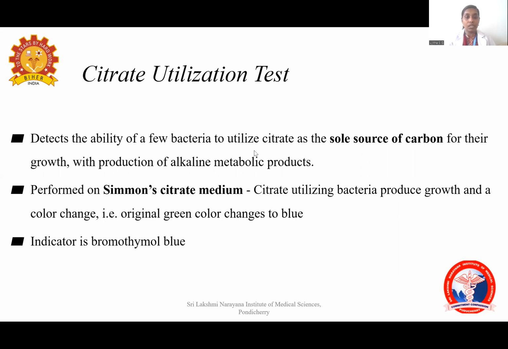In this citrate utilization test, we are using an indicator called bromothymol blue. Bromothymol blue is the indicator used for citrate. You perform it in a medium known as Simmons citrate medium. If the organism has utilized citrate as a sole source of carbon, the alkaline byproducts which are produced will convert the color of the indicator, bromothymol blue, from the original green color to blue color. So the color of the positive reaction is blue. If it is negative, it will remain the same green color as that of the medium.